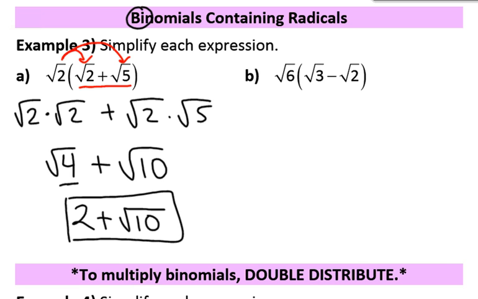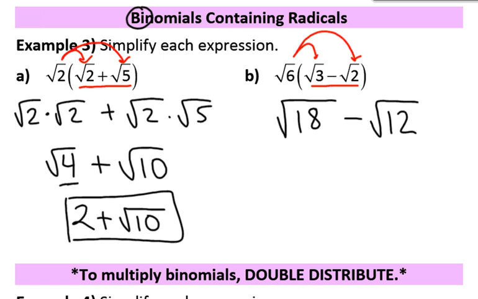So now let's try B. So B, again, root 3 minus root 2 cannot simplify. So we're going to distribute. This time I'm going to skip a step, and I'm just going to go ahead and multiply inside my radicals. So square root of 6 times root 3 is root 18, minus root 6 times root 2 is square root of 12. Now, you have to make sure that these don't simplify. 18 and 12 do simplify.